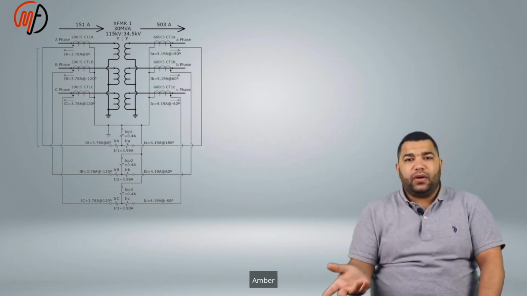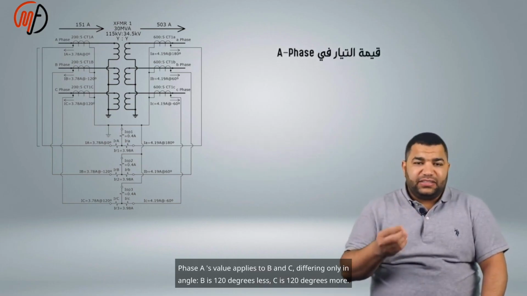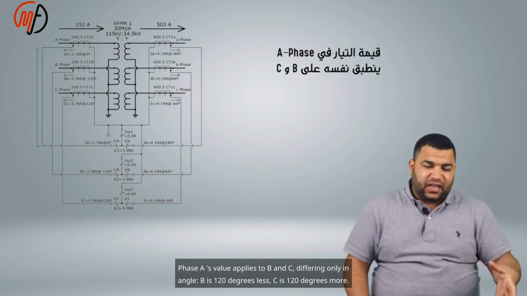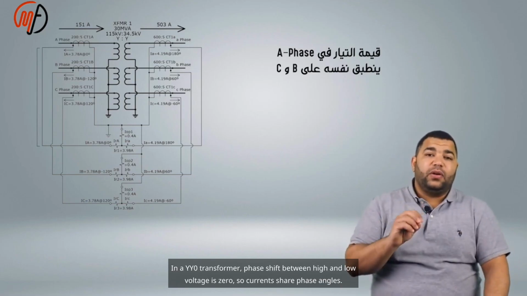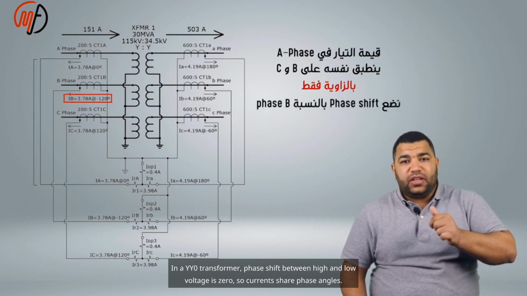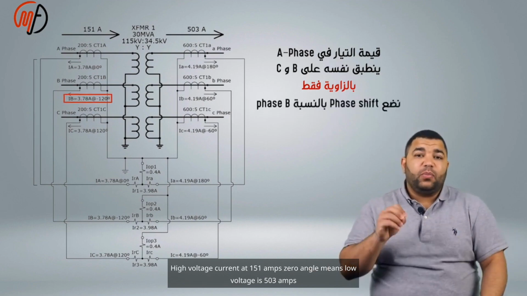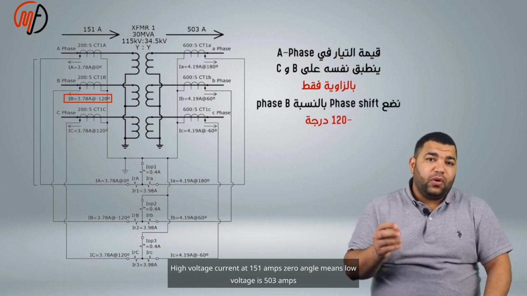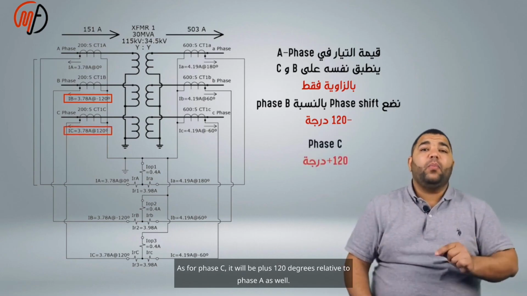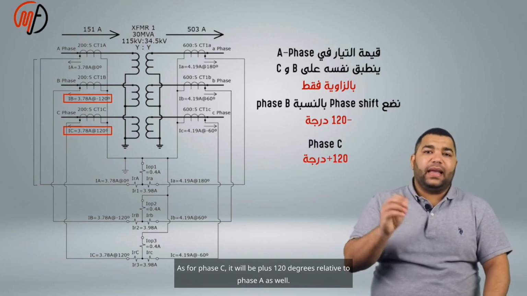Phase A's value applies to B and C, differing only in angle. B is 120 degrees less, C is 120 degrees more. In a YY0 transformer, the phase shift between high and low voltage is 0, so the currents share phase angles. High voltage current at 151 amps, 0 angle, means low voltage current is 503 amps, 0 angle. As for phase C, it will be plus 120 degrees relative to phase A as well.